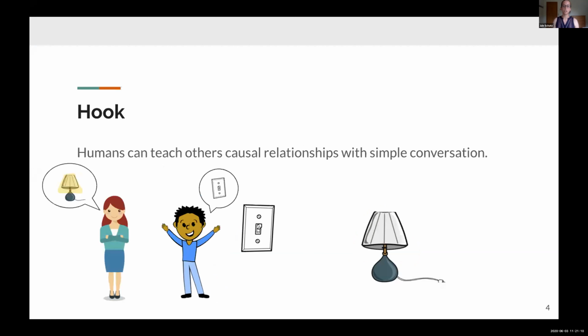Humans can also teach each other these causal relationships with simple conversation. So let's say someone else comes by and wants the lamp to be on. He can now teach her the causal relationship between the switch and the lamp, and she can use that now to plan and figure out how to turn on the lamp herself.